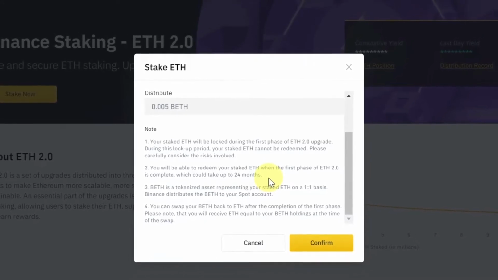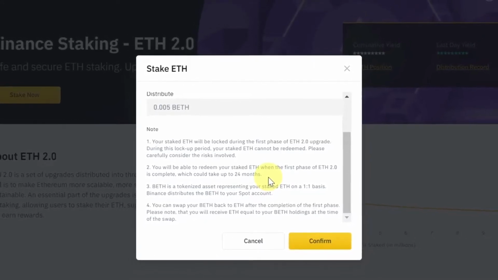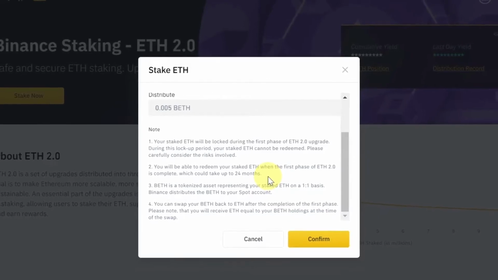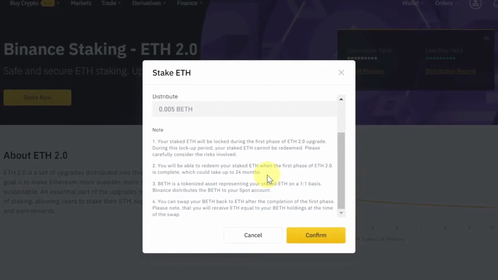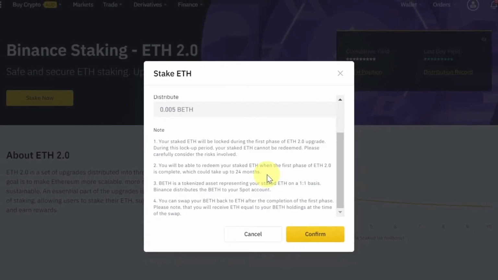So make sure that you don't stake Ethereum that you may need in 3 or 4 months, because you won't be able to redeem it. So that's very important. Don't stake Ethereum that you cannot lock for 24 months at least.